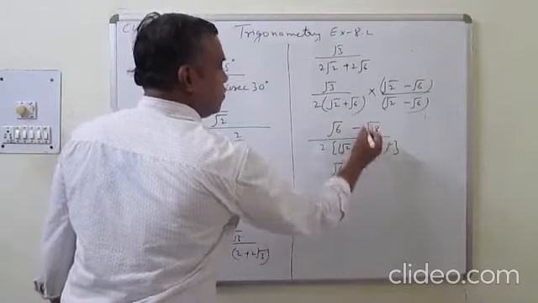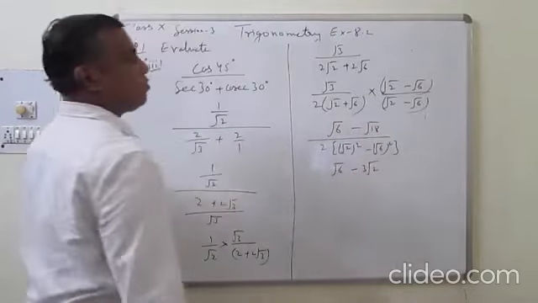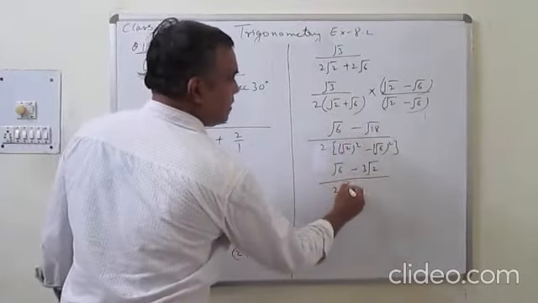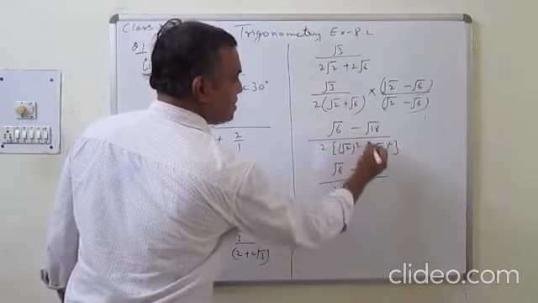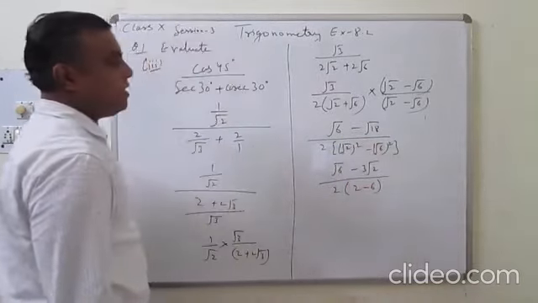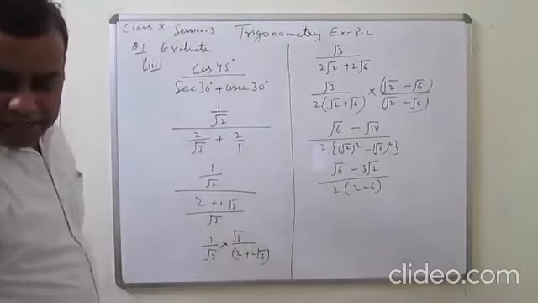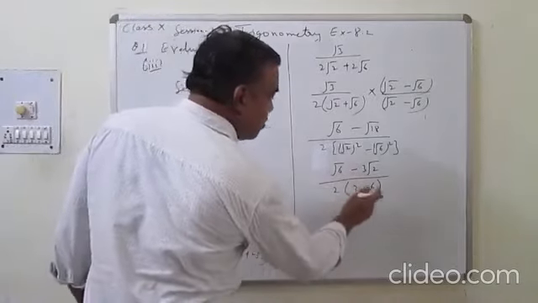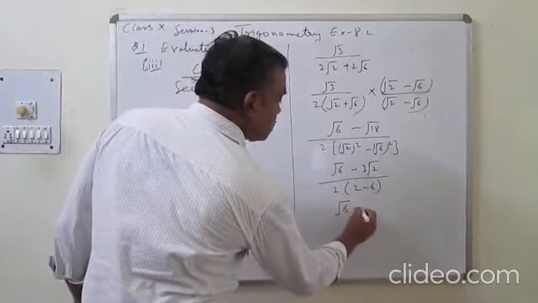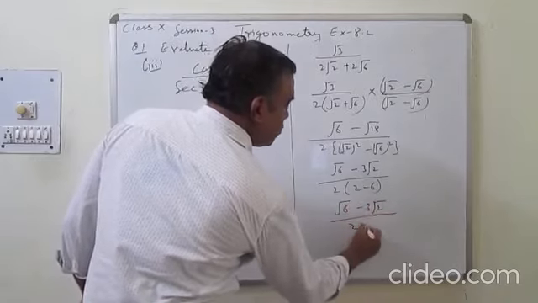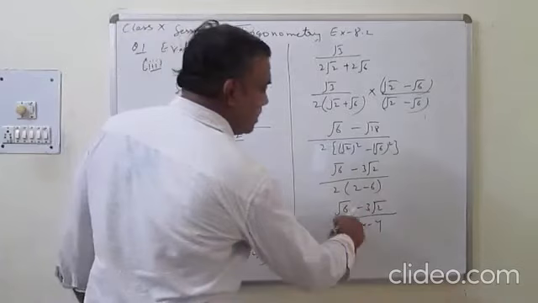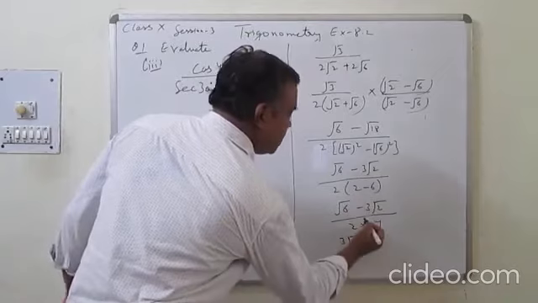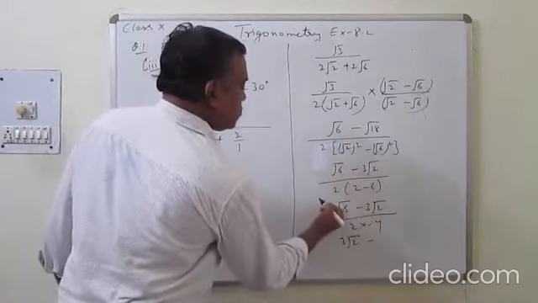We can write 9 into 2, so root 18 is 3 root 2. 9 into 2, 3 times came. Root 2 as it is. 2 bracket. How much is 2 minus 6? 2 minus 6 is minus 4. So root 6 minus 3 root 2, 2 into minus 4. So take the minus up, the sign will change, minus becomes plus. This minus will come in numerator. So it is minus root 6.